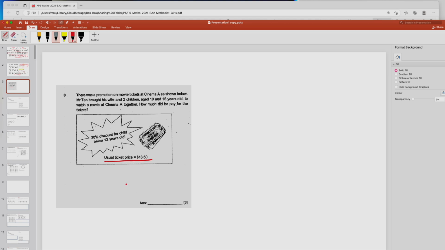Usual ticket price you start with is always 100%. Whatever you start with is 100%. So this is called the original price, right? Then there is a discount, and then there is the final price.